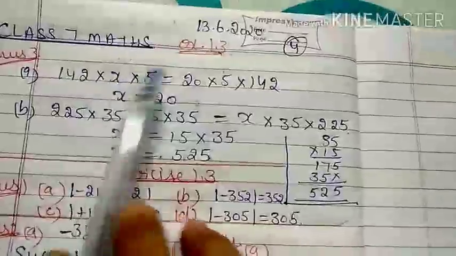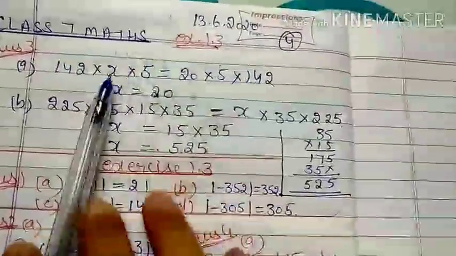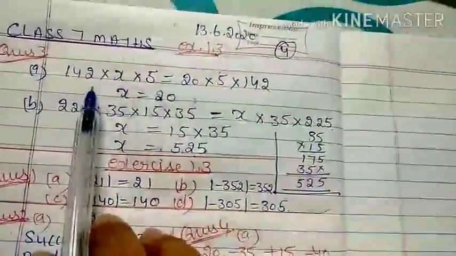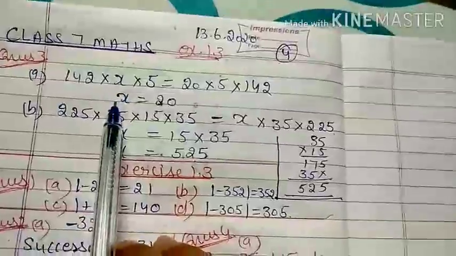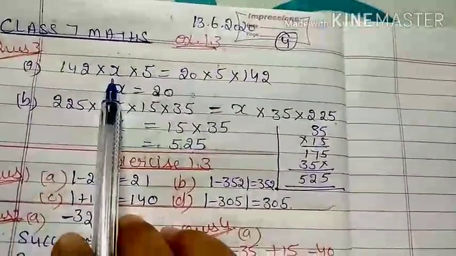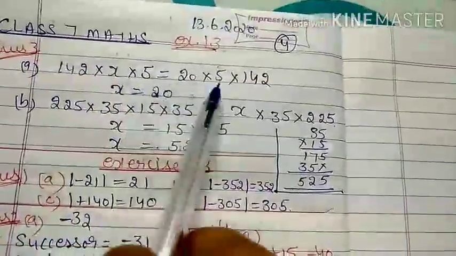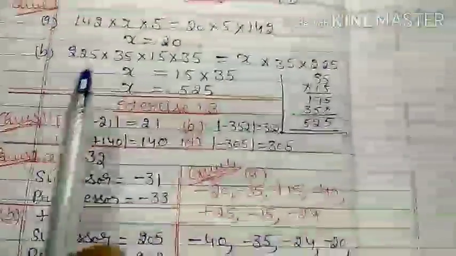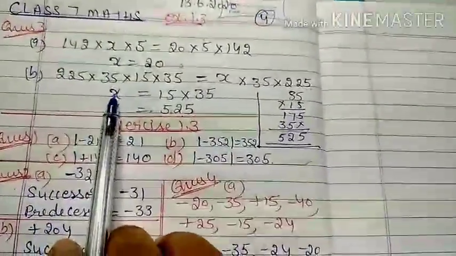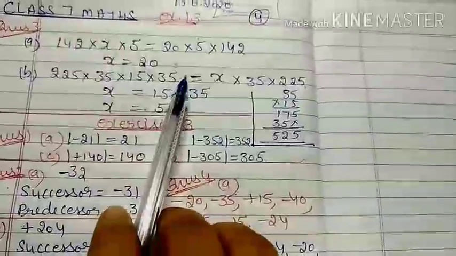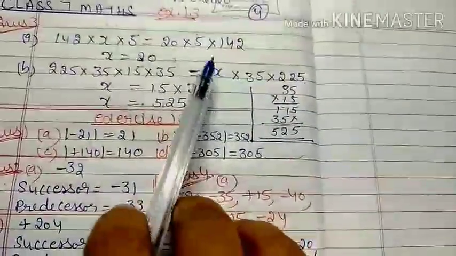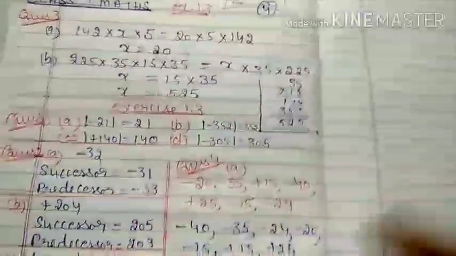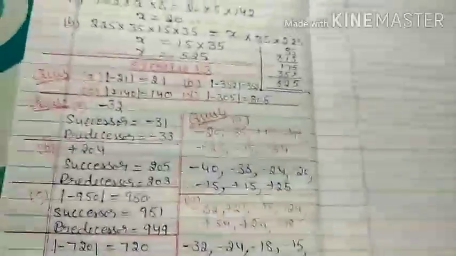You just compare left hand side with right hand side. If any number is present in one side and not in the other side, that means that is your x value. Here 142 and 5 are present but 20 is not present, that means x value is 20. Here also 225 and 35 are present, 15 into 35 is not present on the right side, that means x value is 15 into 35, that is 525.